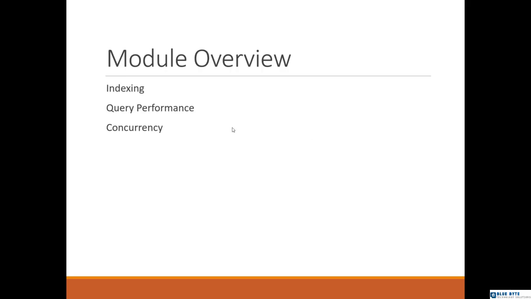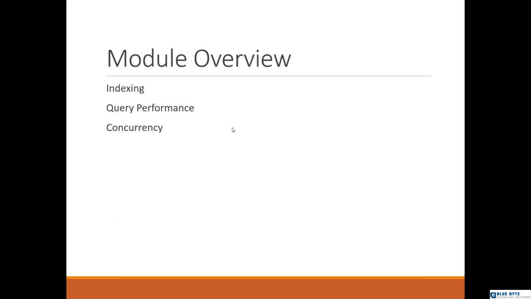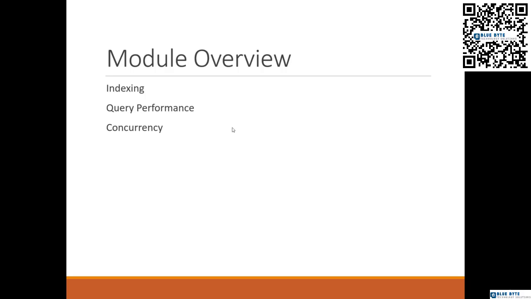Now, if you think about indexing, imagine you have a dictionary, and in that dictionary you have no index. And now in the dictionary you are looking for the word door. How do you find on which page it is available? In that case, you might start with a sequential scan of each page in your dictionary until you reach the word door.